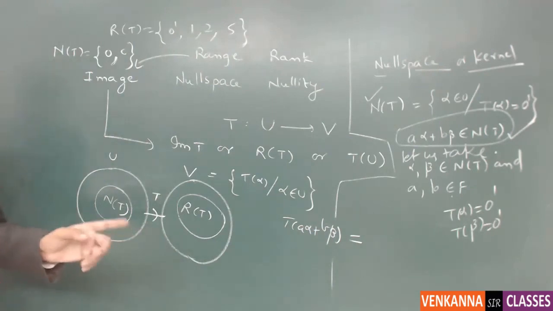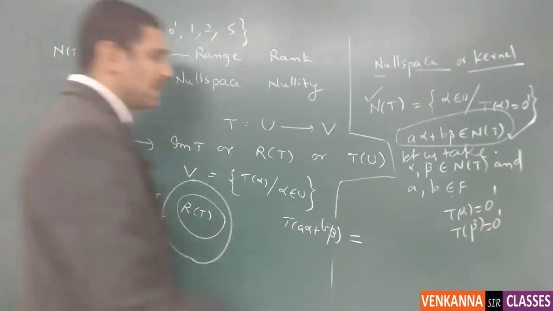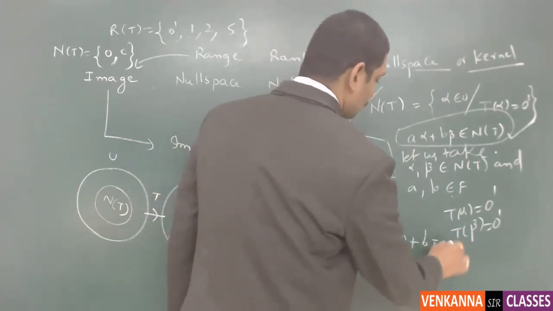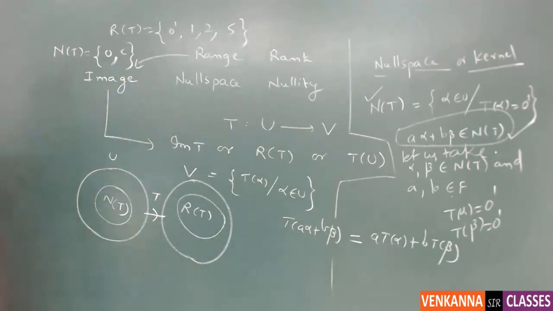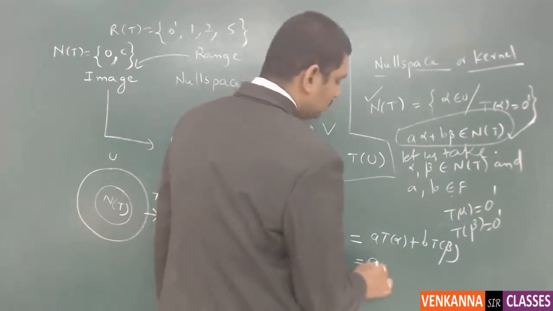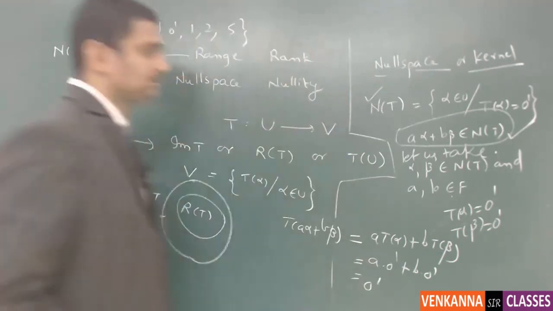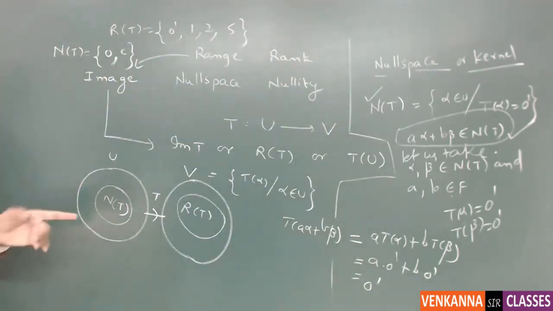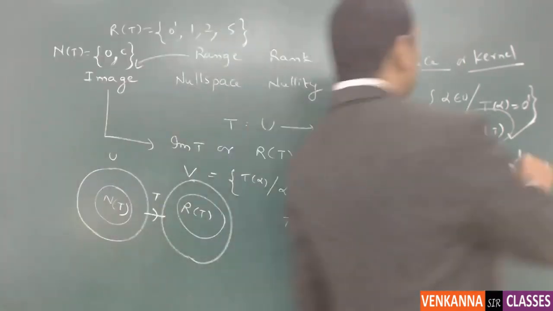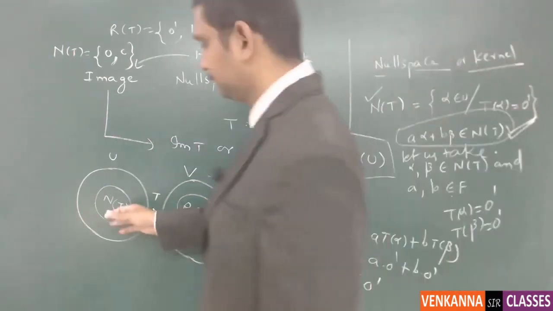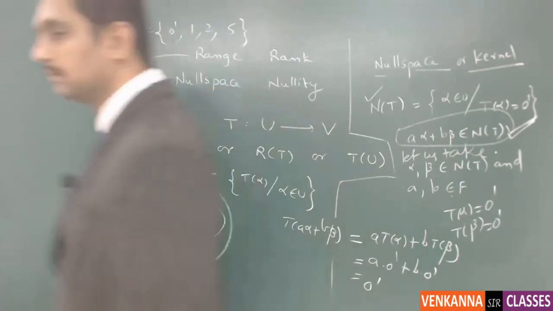Since T is a linear transformation, you can write it as A into T of alpha plus B into T of beta. Substituting the values there, therefore, the image of A alpha plus B beta is nothing but 0. Therefore, A alpha plus B beta belongs to N of T, hence N of T is a subspace in U.